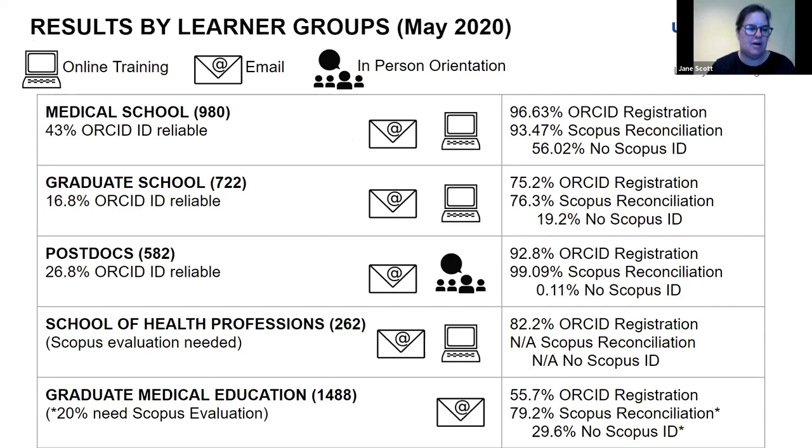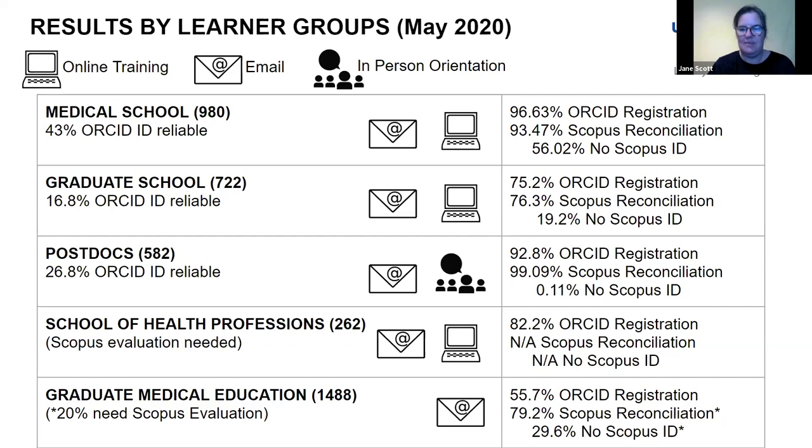Of those records, about 43% are reliable for actually pulling information. But recognize that that includes 56% of that population that doesn't have a Scopus ID. So if you have nothing to contribute, then you're in compliance. But that does mean that we have potentially 56% of that population that we don't have a reliable Scopus ID on for pulling information yet. So it's definitely a starting point, but it is something that needs to be cultivated.